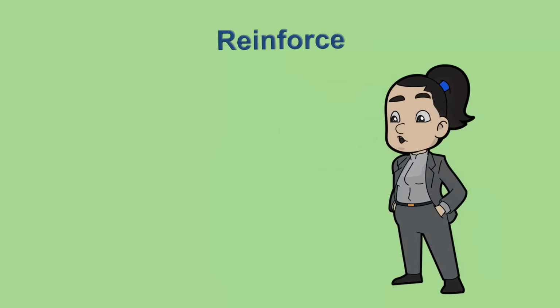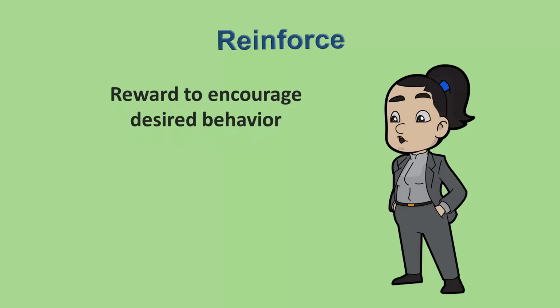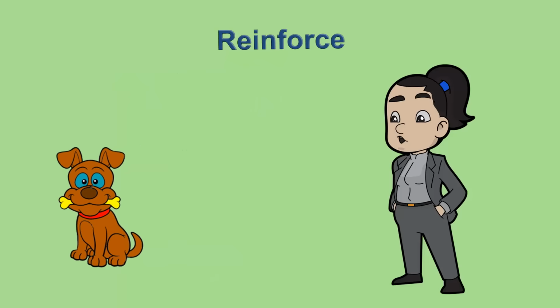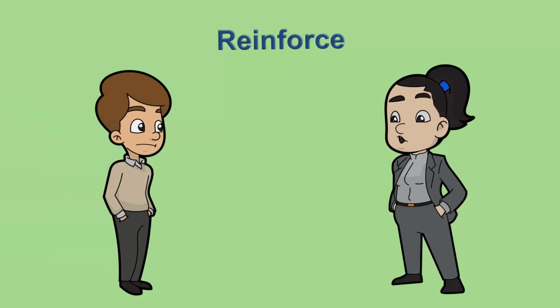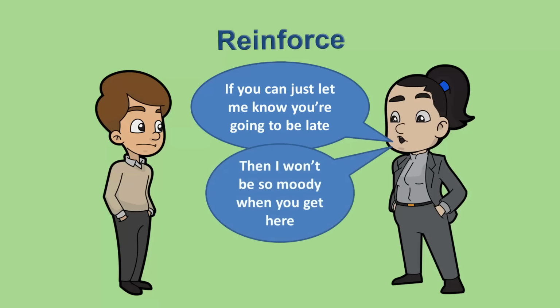Reinforce. And then we reinforce the behavior or result we're looking for. In psychology, reinforcement is a reward that encourages desired behavior. So when a dog sits, we give them a treat. But here we're reinforcing in advance and letting someone know what the reward will be if they cooperate. If you can just let me know when you're going to be late, then I won't be so moody when you get here.